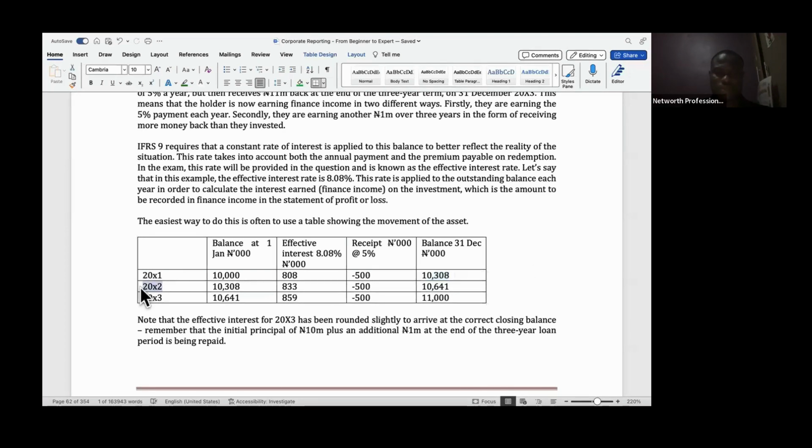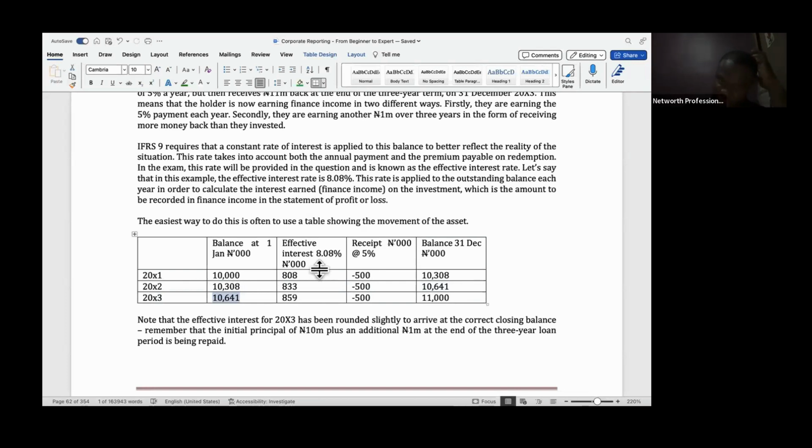In the next year, year 2, this 10,308 will become a brought forward amount. Our effective interest will now be calculated on this outstanding balance. That gives us the 833. Of course, we are still going to receive our interest. The interest is annually 500. By the time I accumulate 10,308 plus 833 minus 500, that gives me 10,641.